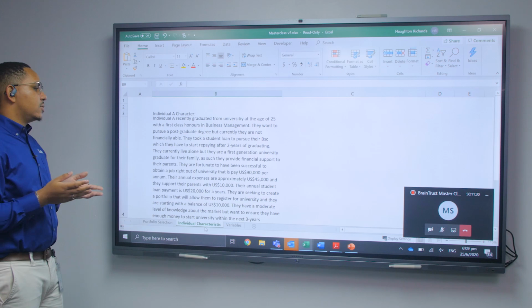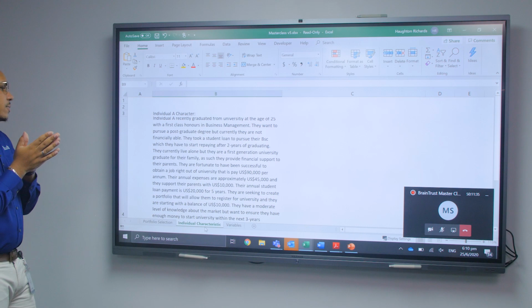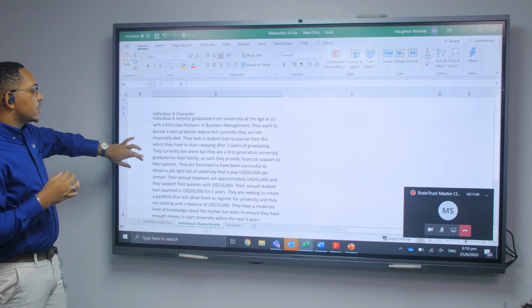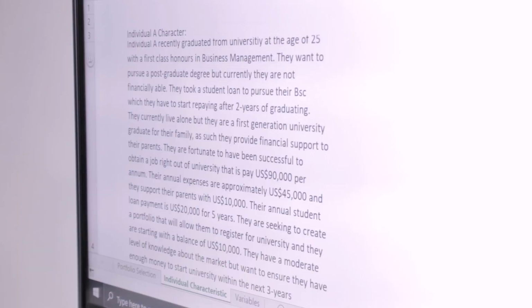$90,000 per annum. The annual expenses are approximately $45,000, and they support their parents with $10,000. Their annual student loan payment is going to be $20,000 for 5 years. They're seeking to create a portfolio that will allow them to register for university. And they are starting with a balance of US $10,000.